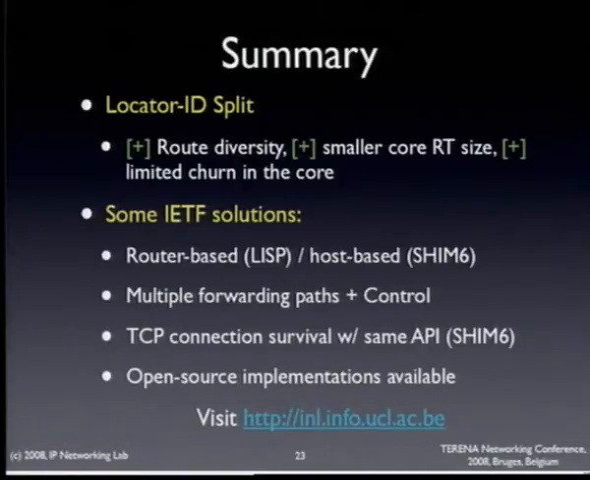As a conclusion, the separation of locator and identifier can allow us to reduce the routing table size growth. It can reduce the churn, and it can allow more path diversity and more control on the path. Here I have presented two different solutions, one router-based and one host-based. We have implementations. If you want to try them, please go to our website. And if you have questions, I'll be happy to answer.